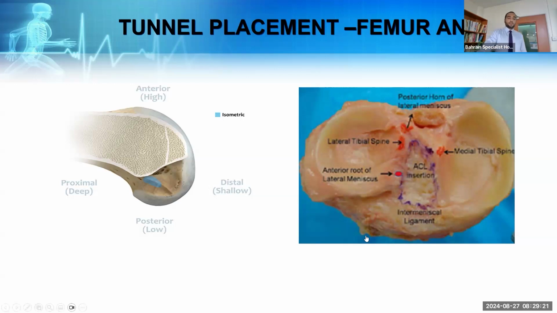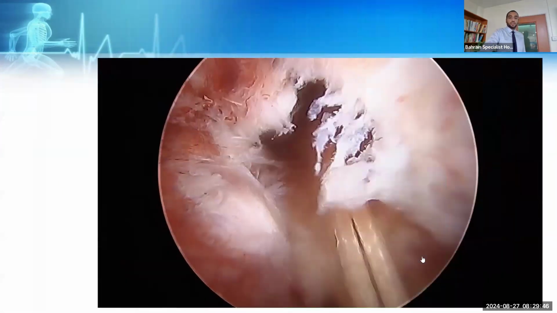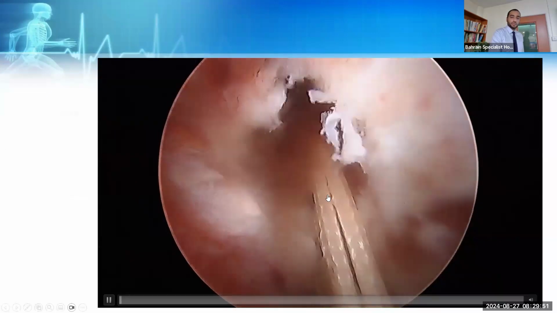This is called the resident's ridge. Usually you place the femoral tunnel posteriorly and deep to the resident's ridge. On the tibial side, it is a very wide insertion, usually placed on the anterior aspect of the anterior horn of the lateral meniscus. These are too many technical details, so I won't go into very much detail of the ACL reconstruction technique.